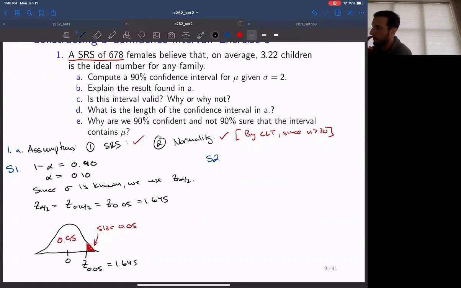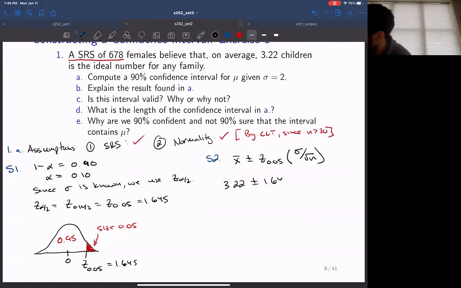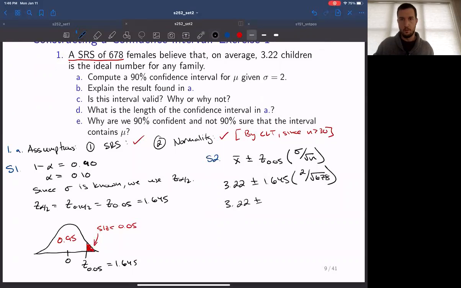All right. So now on step 2, we're going to have x bar plus or minus z 0.05 multiplied by sigma over the square root of n. So this will be 3.22 plus or minus 1.645 multiplied by 2 divided by the square root of 678. This will be 3.22 plus or minus, sorry, didn't write this one down.